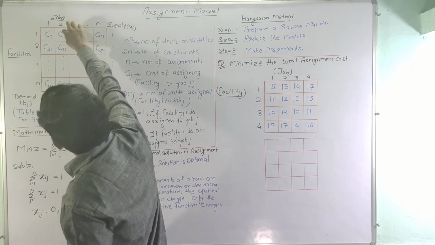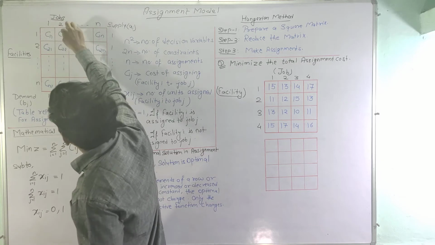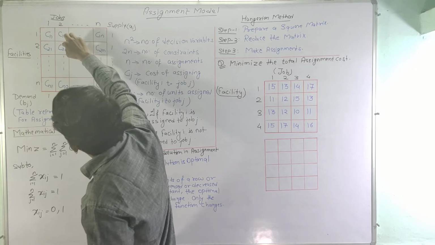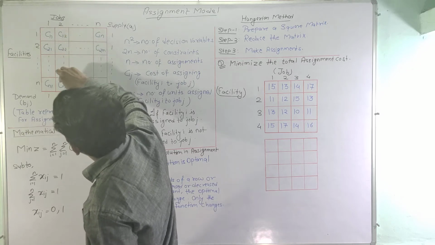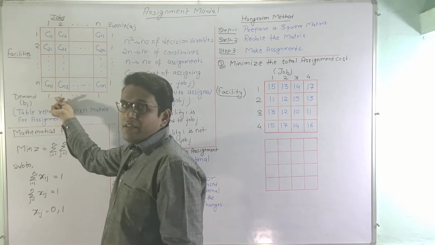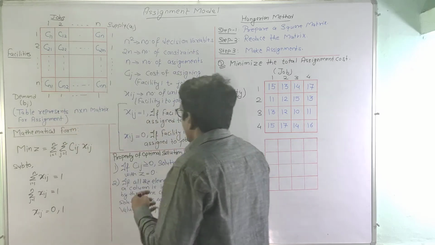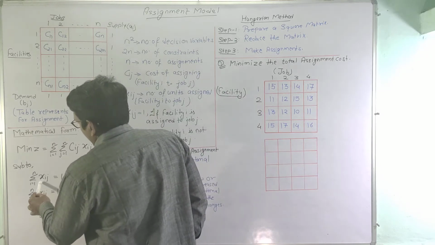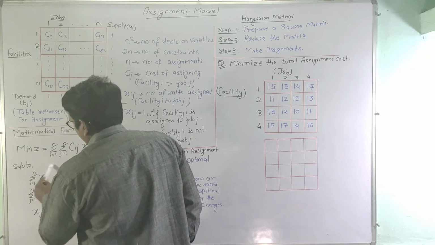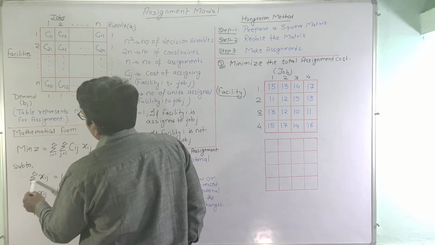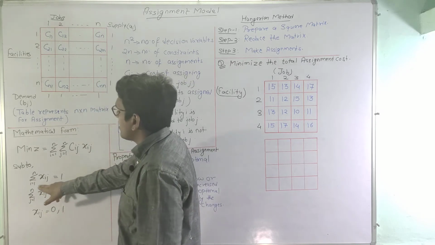Similarly, once job 2 is assigned to facility 1, no more assignment can be done in this column, and the value of x22 up to xn2 will be equal to 0 because the demand has been fulfilled. So what we can see from here is the constraint we have seen: summation of xij for i equal to 1 to n, that means keeping j constant.